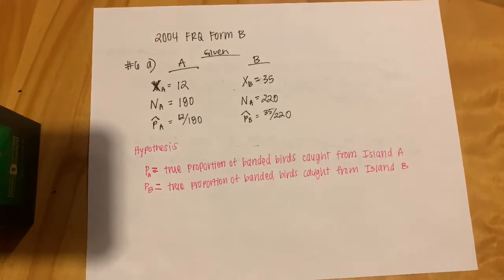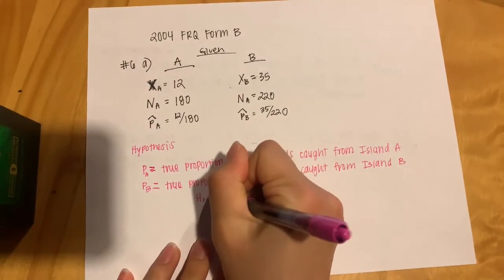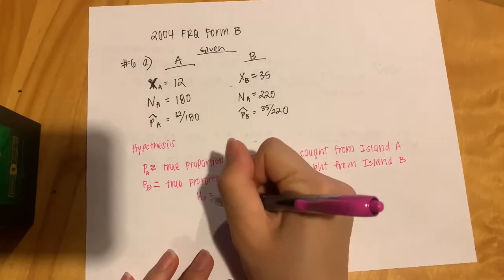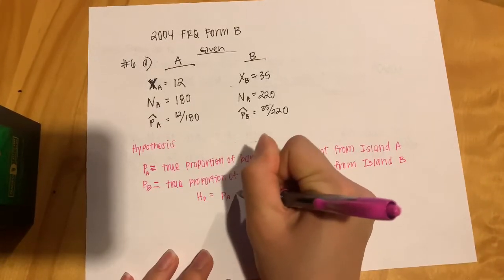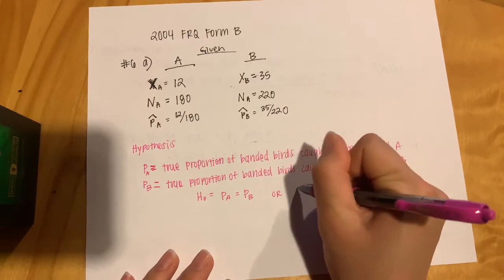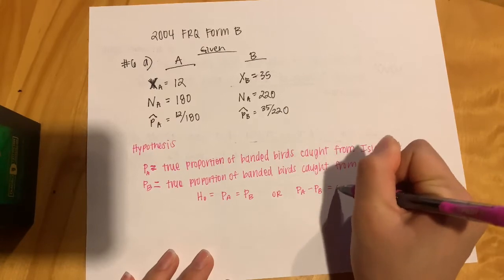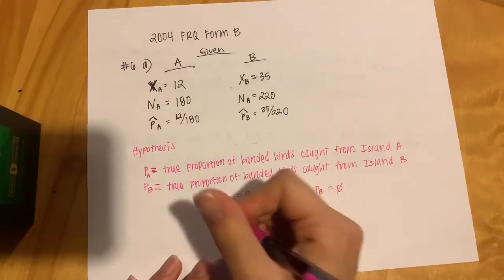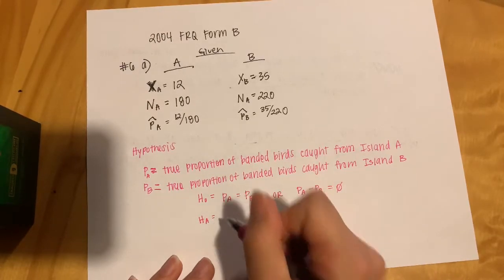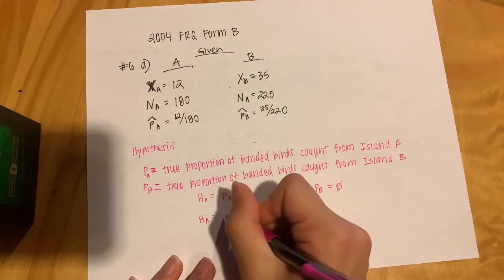So then next we're going to do our null hypothesis. The null hypothesis is going to say we're going to assume that there's no change. So we're going to say PA equals PB, or you could also do PA minus PB equals 0. And then for our alternate, it could be PA is less than, greater than, or not equal to PB.